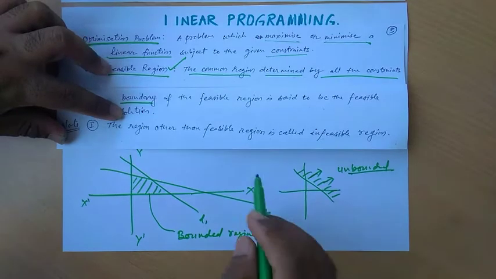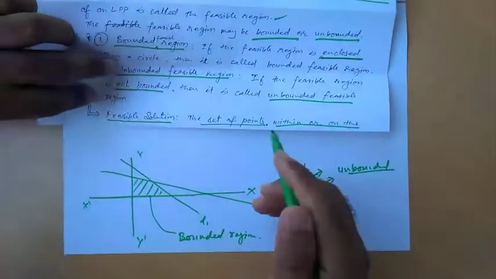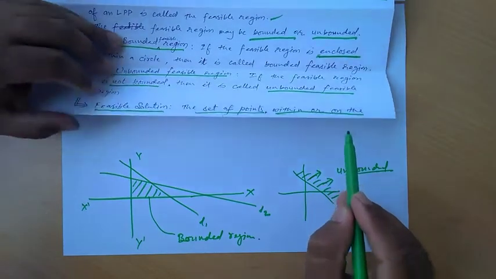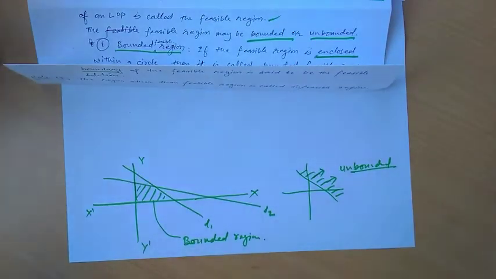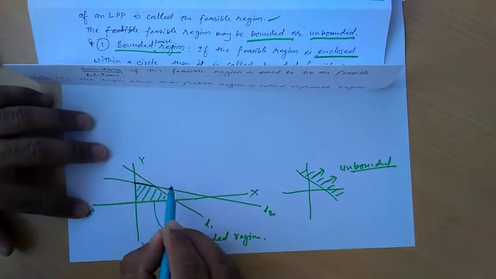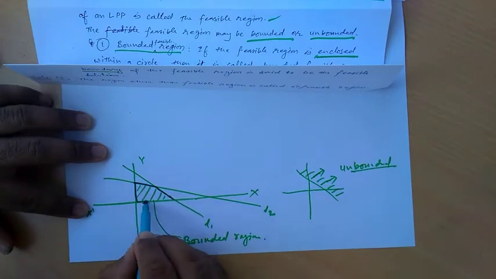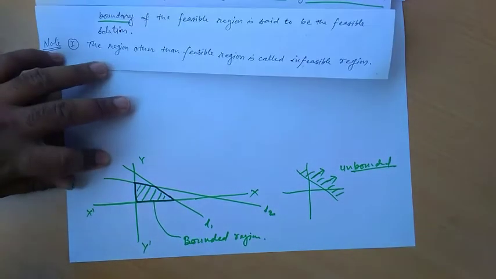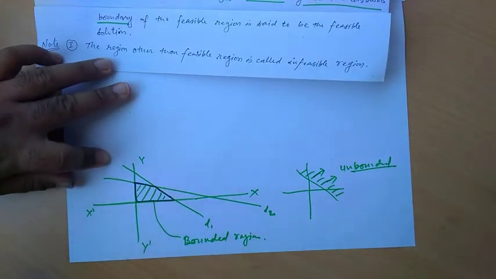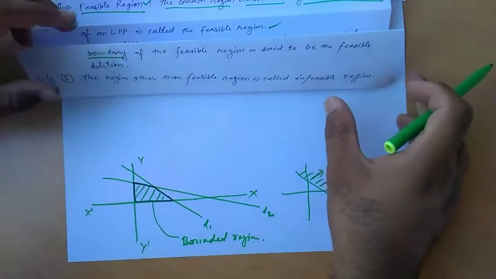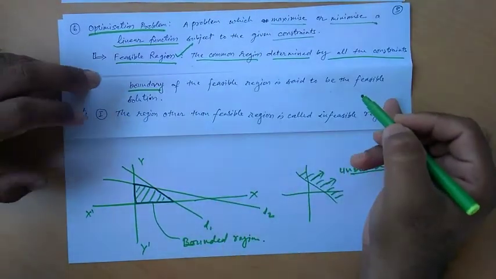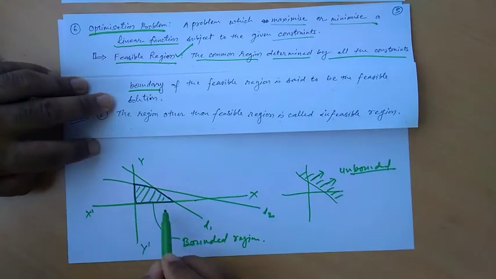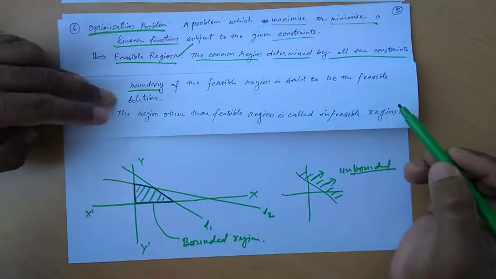So basically it is saying that the set of points within or on the boundary. So this is the boundary. I'll mark it. This is the boundary. Within that boundary or on the boundary, you'll get the set of points that is said to be the feasible region. The set of points in this feasible region will be known as feasible solution.